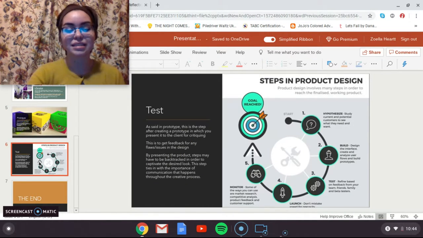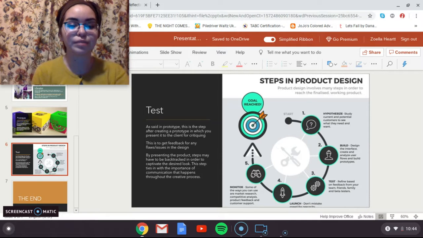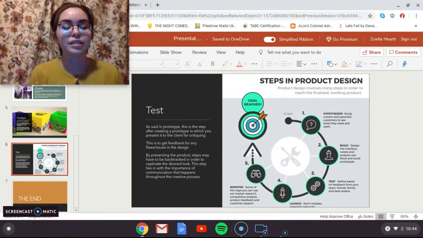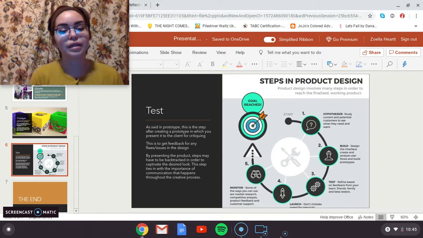And lastly is test. As said in prototype, this is the step after creating the prototype in which you're presenting it to the client for critiquing. This is to get feedback for the flaws and issues in the design, and by presenting the product, steps may have to be backtracked in order to capture the desired look.